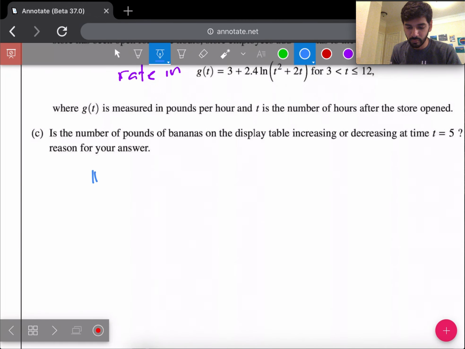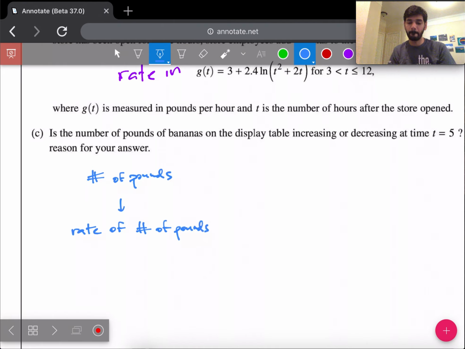I'm going to put number of pounds right here. Okay, the number of pounds is a value. One level down, meaning its derivative, is the rate at which that thing is changing. So if I take the derivative of this, I'm going to put rate of number of pounds of bananas.